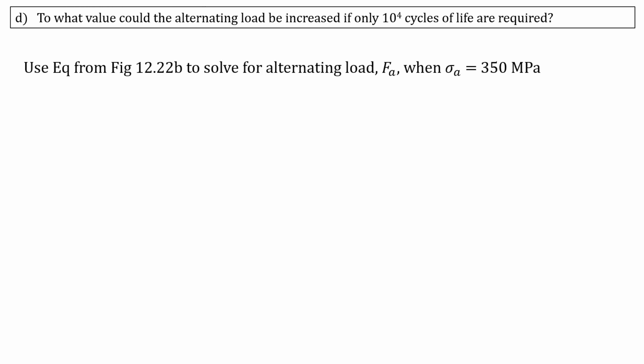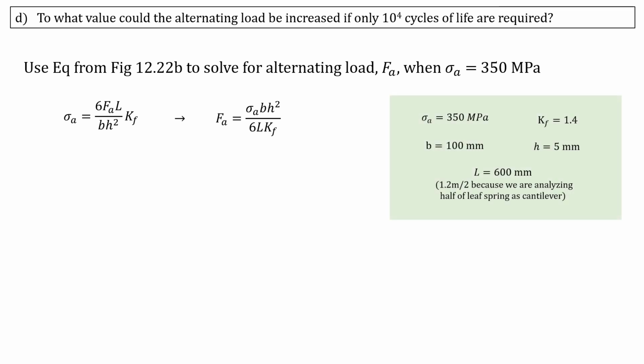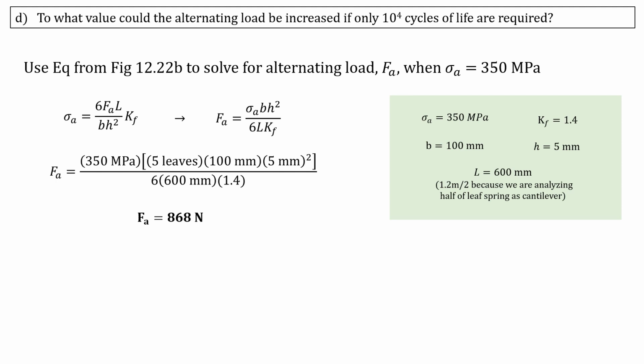We can then use the equation from figure 12.22b to solve for the alternating load FA, which we had already done previously in the question. We're just going to use the new alternating stress that we just found. So again, rearranging for the alternating load and substituting in our known values. We know the dimensions of our spring, we have our stress concentration factor of 1.4, and the alternating stress that we just found. If we substitute in our values, we find that FA is 868 newtons.